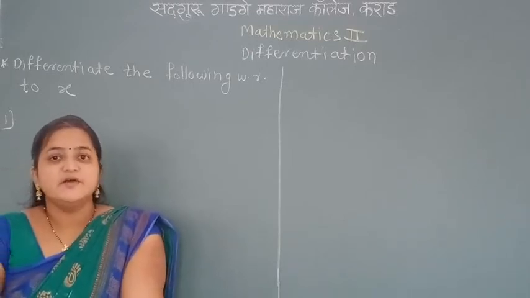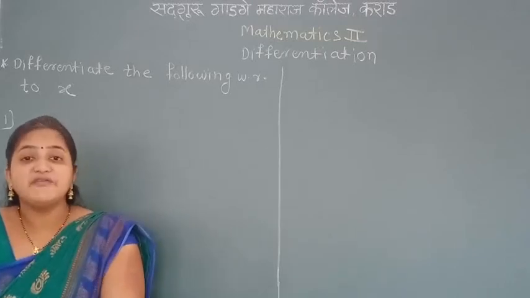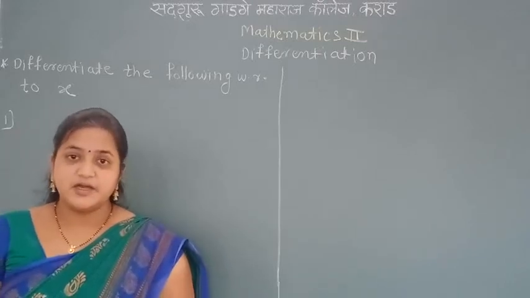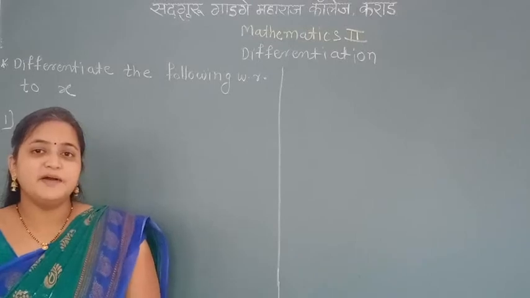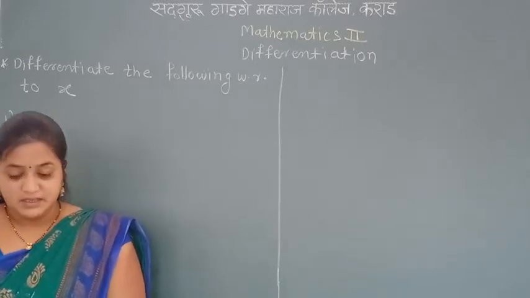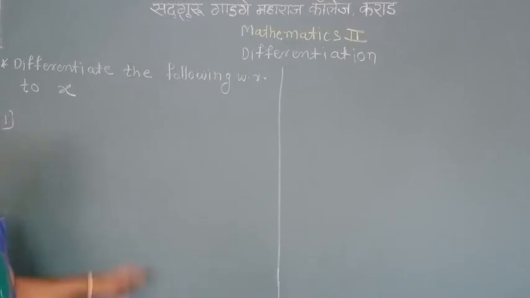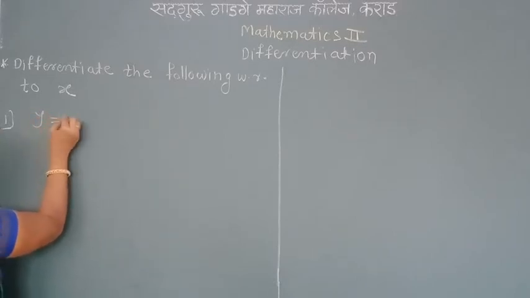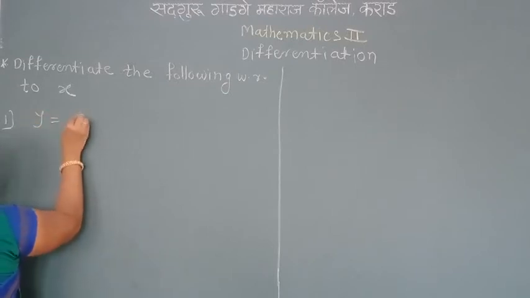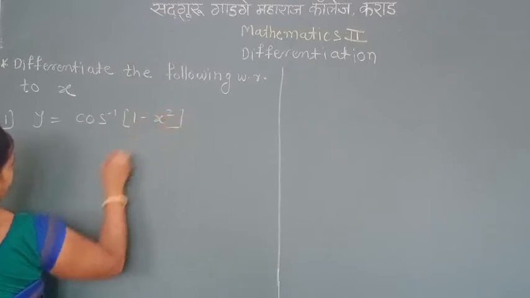In the last lecture we studied some examples on the derivative of inverse trigonometric functions. Today we again solve some examples based on the same concept, the derivative of inverse trigonometric functions. So let's start. Differentiate the following with respect to x. My first example: y is equal to cos inverse of (1 minus x square).